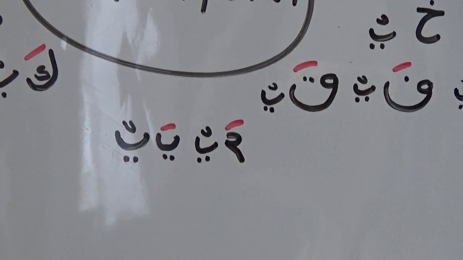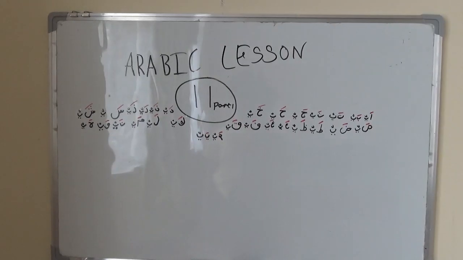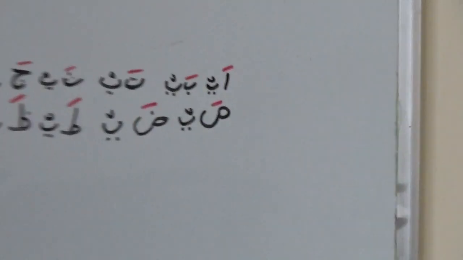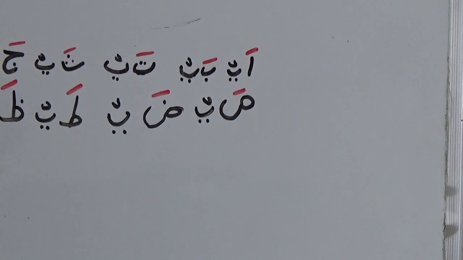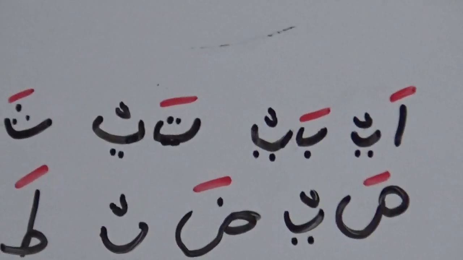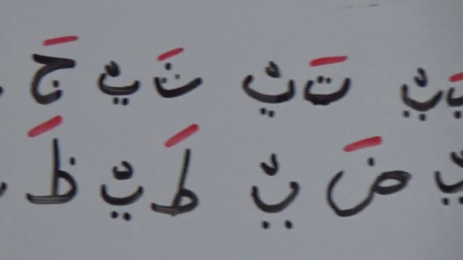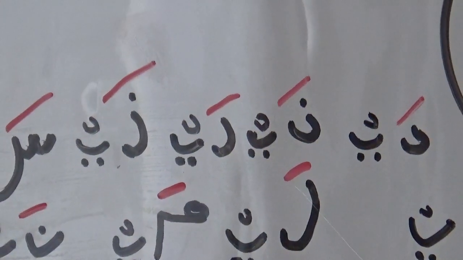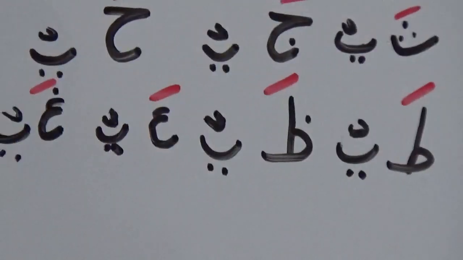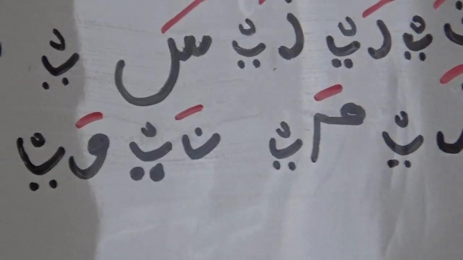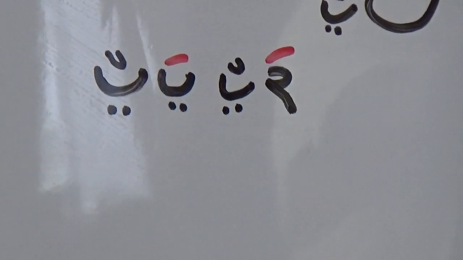So, I'm going to read two more times. This time I'm going to do it without pronunciation. So instead of Alif Ya Zabar A, I'm going to do just A. A, Bay, Day, Say, Jay, Hey, Hey, Day, Ray, Say, Shay, Gay, Lay, May, Nay, Way, Hey, A, Yay.